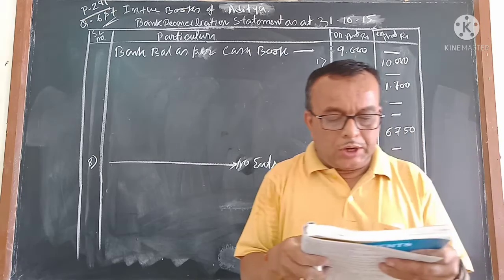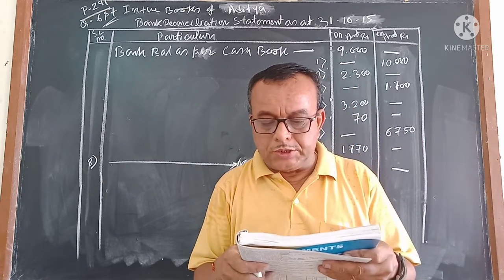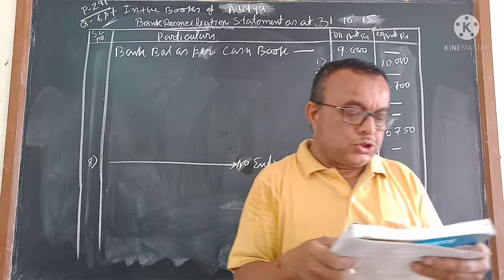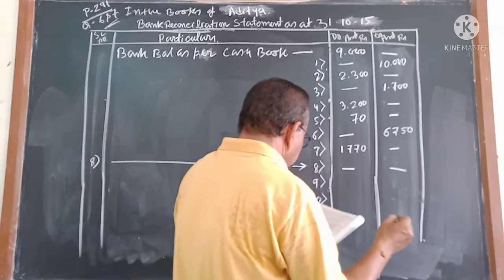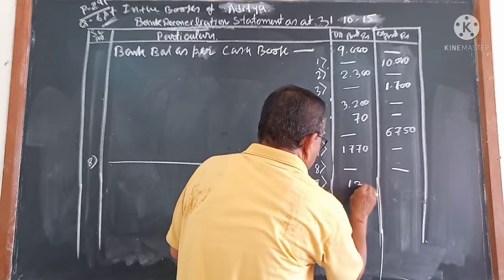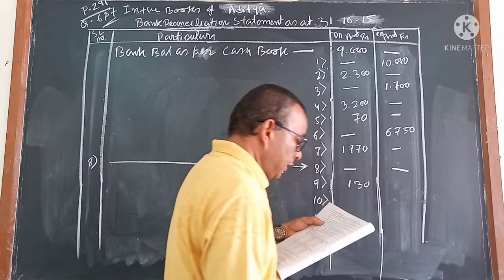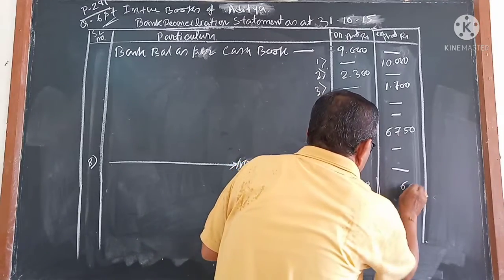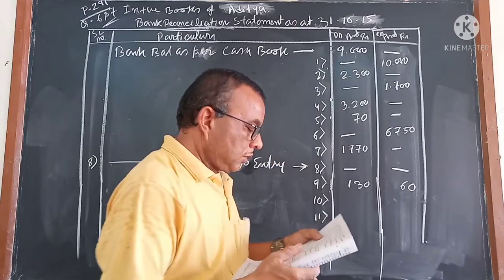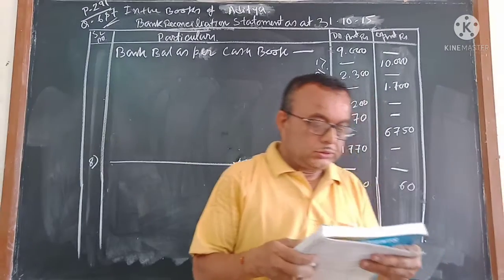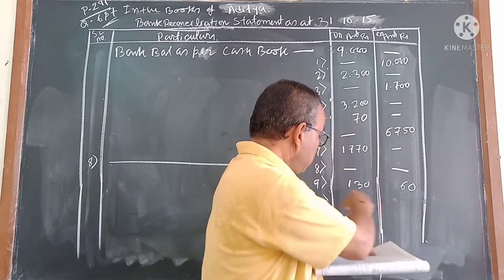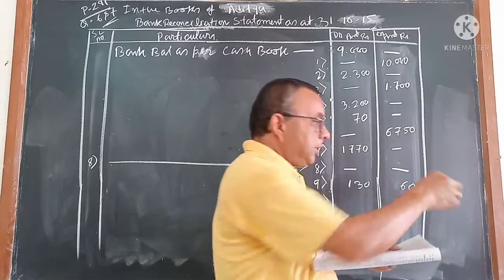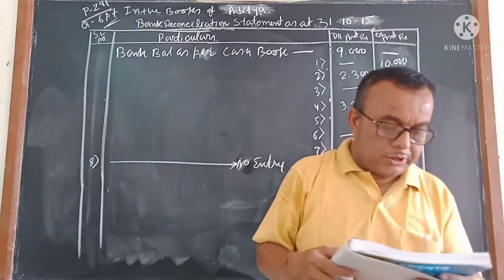Number 9 is given. Bank has credited 130 for interest and debited 60 for bank charges in the passbook, which is not recorded in the cash book. If the bank credited, we have to debit in 9, and if the bank debited, we have to credit. See, 130 credited, so I debited it, and 60 debited, so we have to credit.